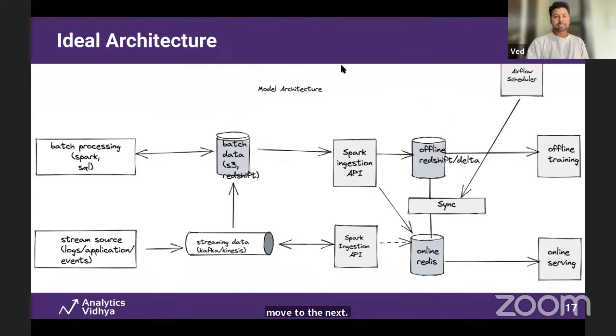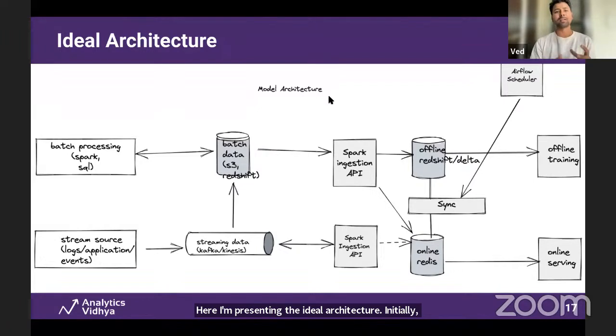So here I'm presenting the ideal architecture. Initially, we looked at the basic architecture so as not to overwhelm you with the overall architecture. Now that we have talked about the basic aspects and internals of it, we can have a look at the ideal architecture for the feature store, how exactly it should look.